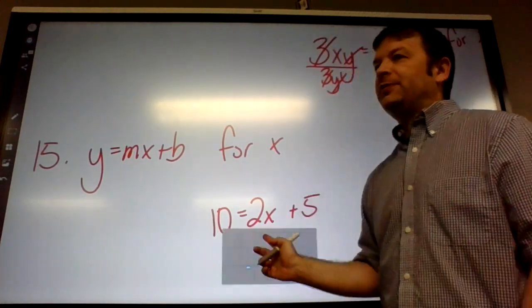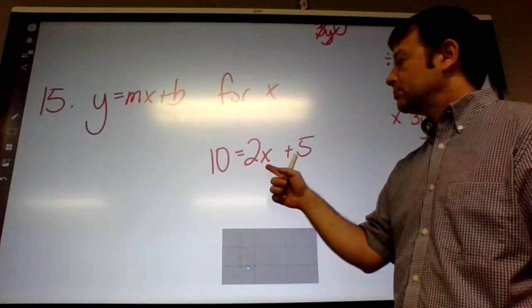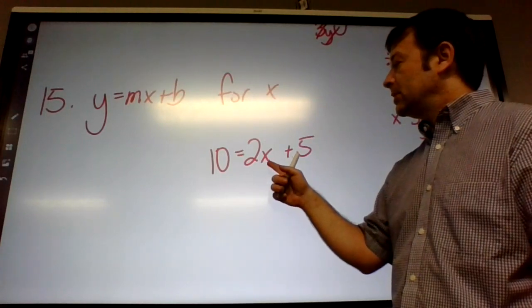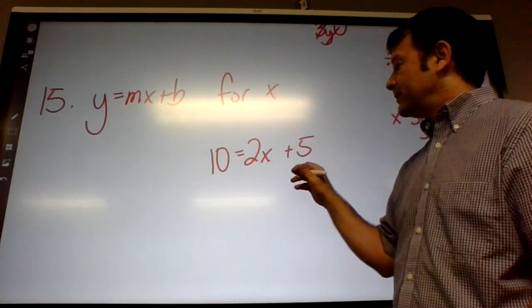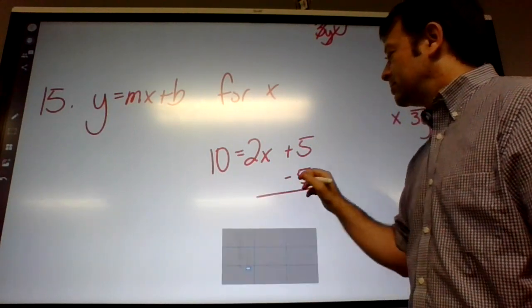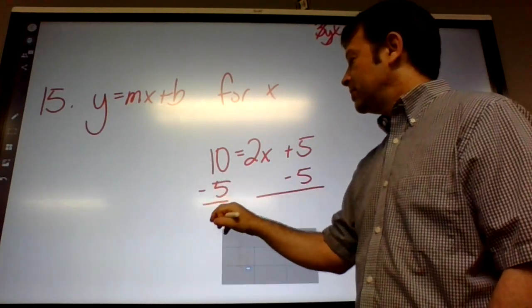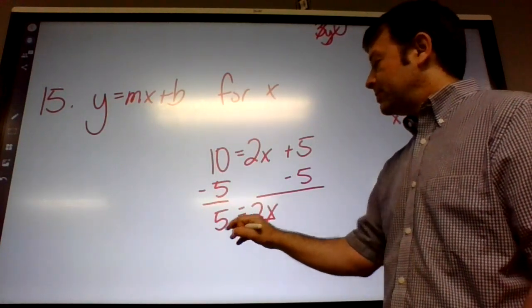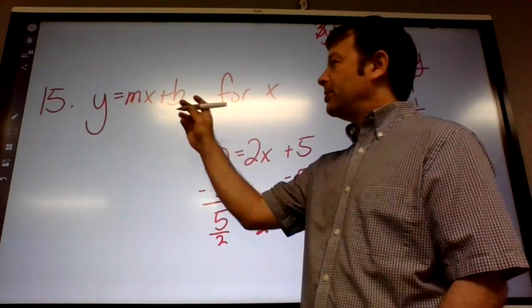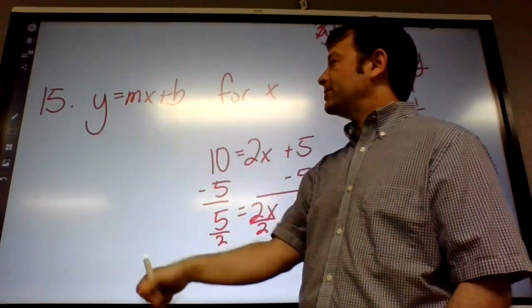Okay, how would we solve this for x? You wouldn't divide by 2 first. Minus 5 first. Then what would you do? Divide by 2. Okay, so what do we need to do to solve this for x?